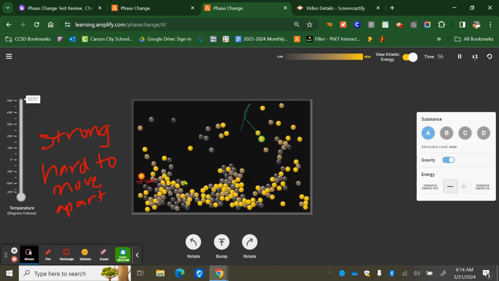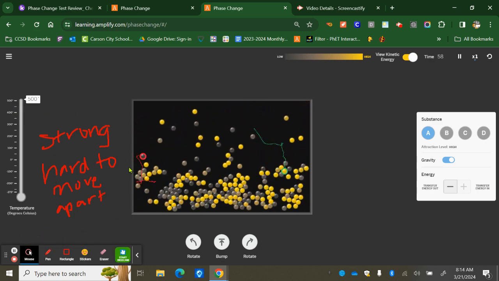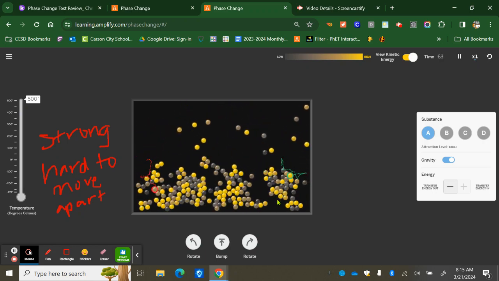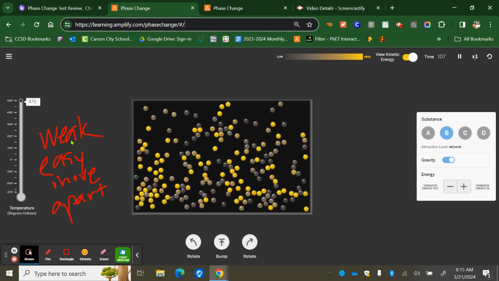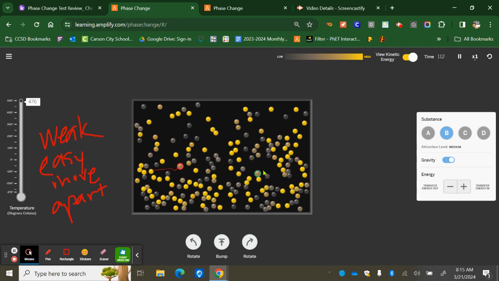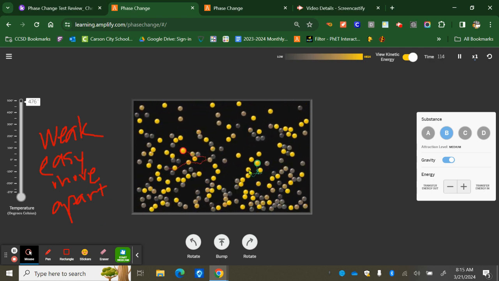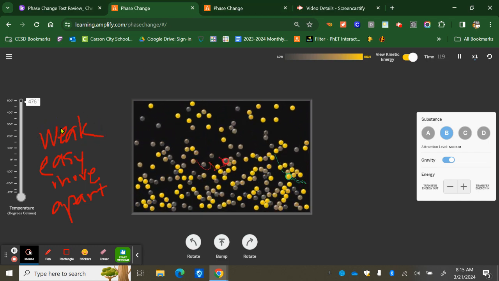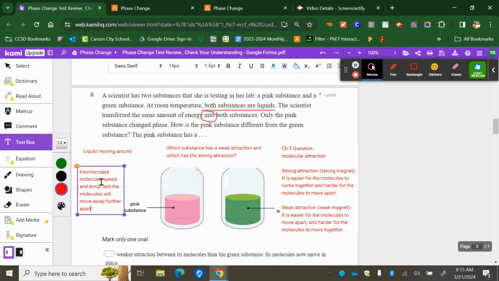So let's look at those two and compare again. This is my strong attraction. I have the highest amount of temperature. I'm not even at a liquid yet. You can see that the molecules want to still stay together. This is my weak attraction. I'm not even at the highest temperature and I have a gas, and the molecules easily moved apart. So comparing this sim to this sim, I'm going to be thinking that a weak attraction is easy to move apart. And we know that I want my molecules to move away or move apart because I'm transferring energy into. So if I'm transferring energy into a liquid, it should become a gas.